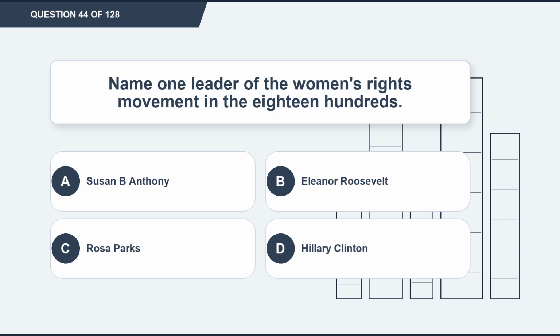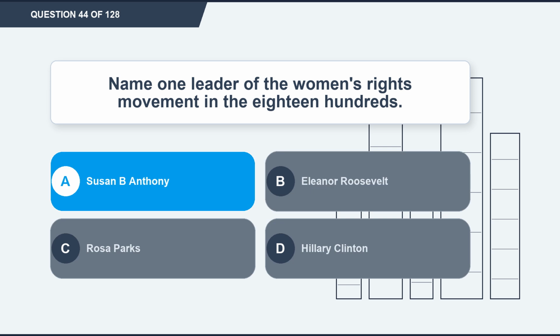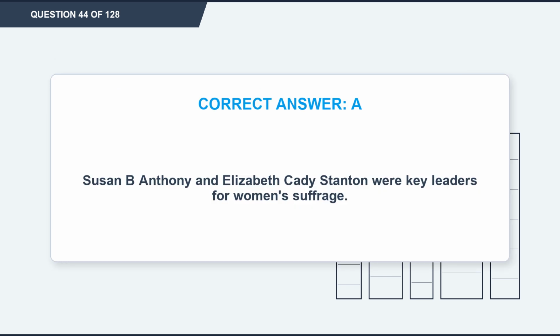Question 44. Name one leader of the women's rights movement in the 1800s. Option A. Susan B. Anthony. Option B. Eleanor Roosevelt. Option C. Rosa Parks. Option D. Hillary Clinton. The correct answer is option A. Susan B. Anthony. Explanation. Susan B. Anthony and Elizabeth Cady Stanton were key leaders for women's suffrage.